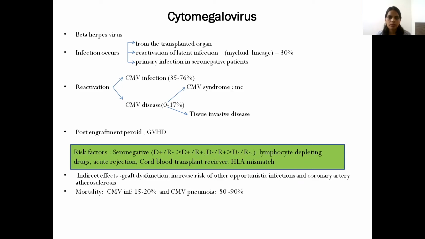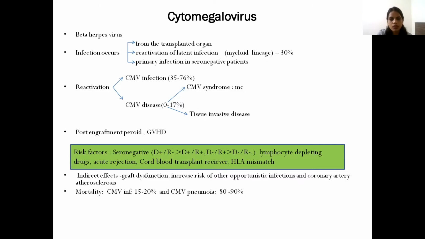This CMV virus shows latency in the myeloid lineage. So after the reactivation, CMV can present either as a CMV infection or CMV disease. So CMV infection means viral replication is there without symptoms of organ involvement. But in CMV disease, along with the viral replication, organ damage is also present. So CMV disease can be presented as CMV syndrome, which is most commonly seen, or as a tissue invasive disease.